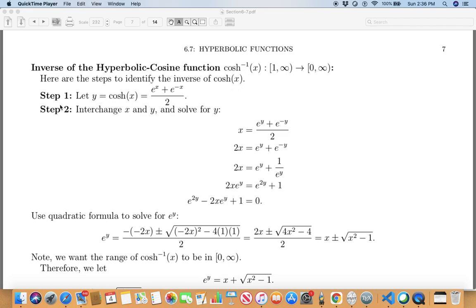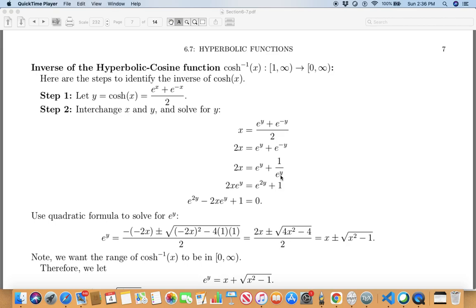Step 1, set y equals cosine hyperbolic x, which is e raised to x plus e raised to negative x, by 2. Interchange x and y. You get x equals e raised to y plus e raised to negative y, by 2. Now you want to solve for y. Cross multiply: 2x equals e raised to y plus e raised to minus y. 2x is e raised to y plus 1 over e raised to y.